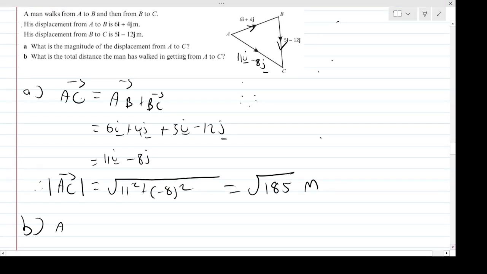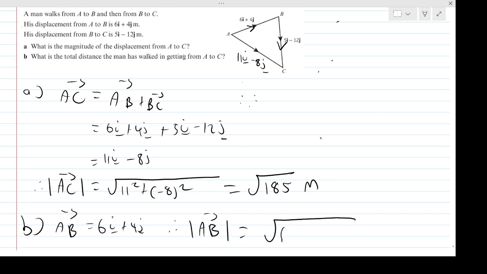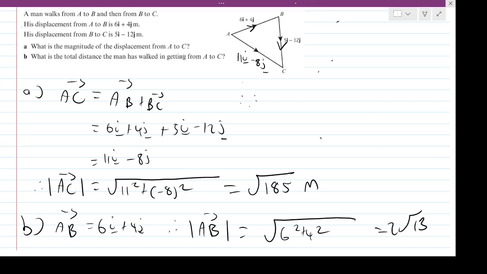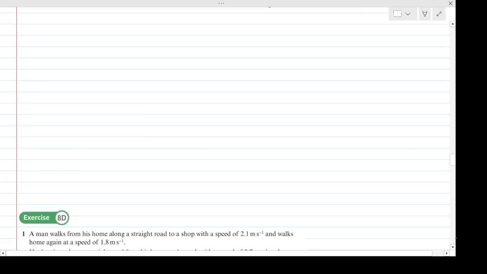So we know what AB is. Firstly, AB is 6i and 4j. And so the magnitude of AB is going to be root of 6 squared and 4 squared, which would be 2 root 13. Okay. And then B to C, again B to C then is 5i minus 12j.